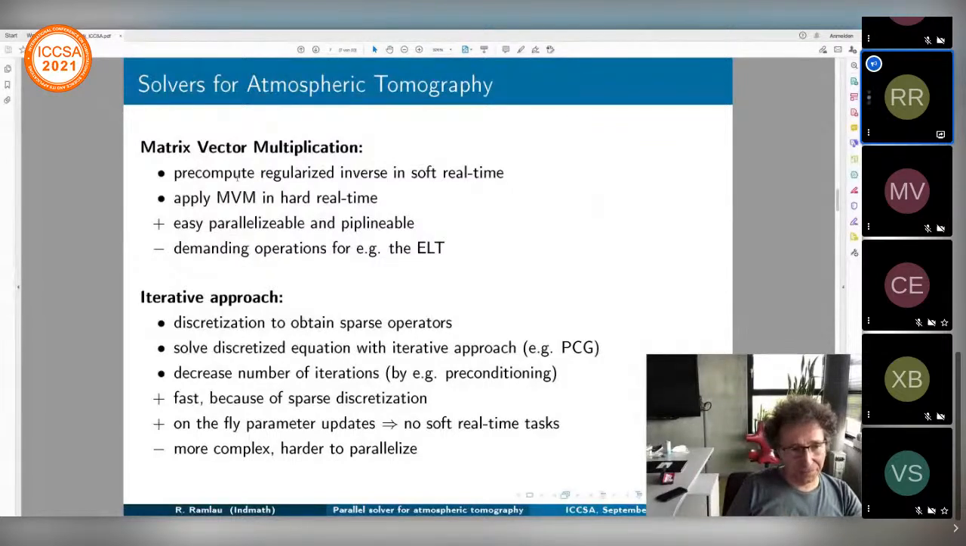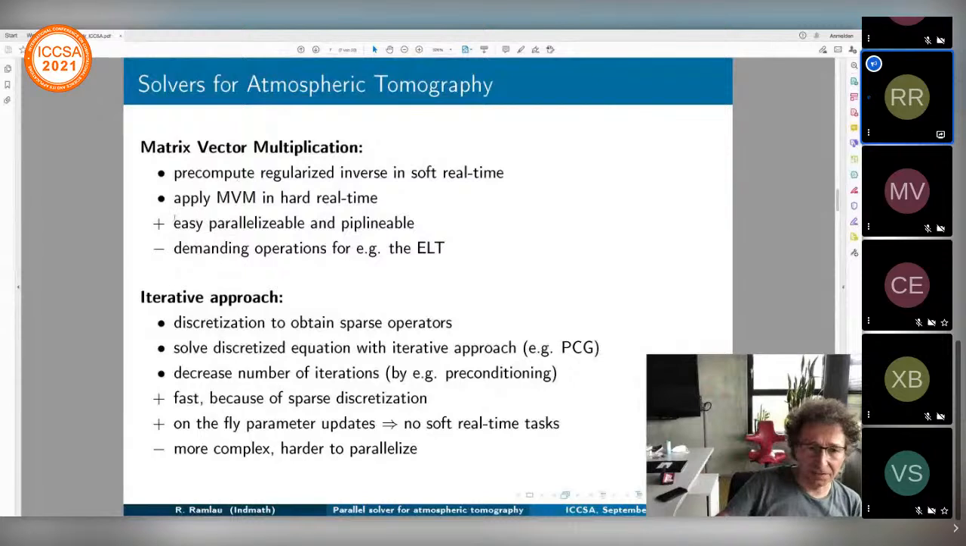What we prefer is an iterative approach. So what you do is you do a discretization to obtain some kind of sparse operator. Then you solve the system with, for instance, PCG, and you can actually use only a small number of iterations, and you get that by doing some proper preconditioning. This is very fast because you have a sparse discretization, and we also can use updates of the parameters that can be done on the fly. Whereas in the matrix vector multiplication approach, you have to invert the matrix several times during one observation because the positions of the stars are actually changing.